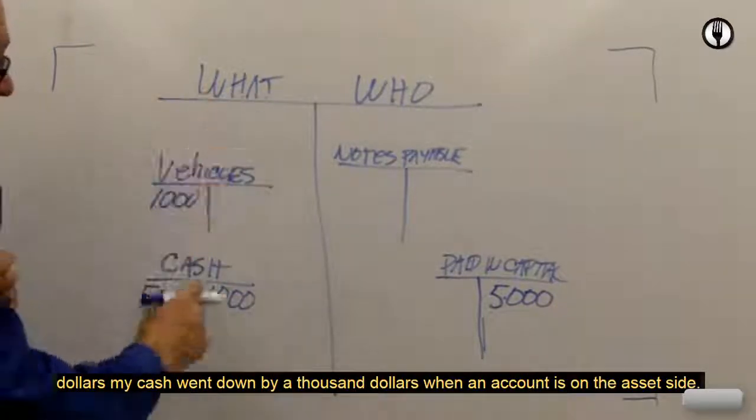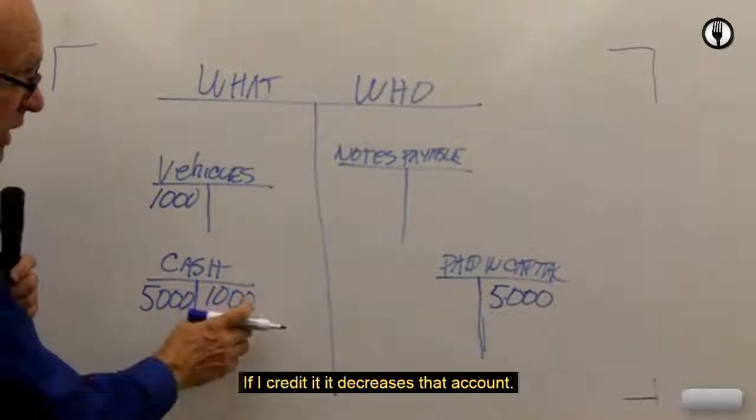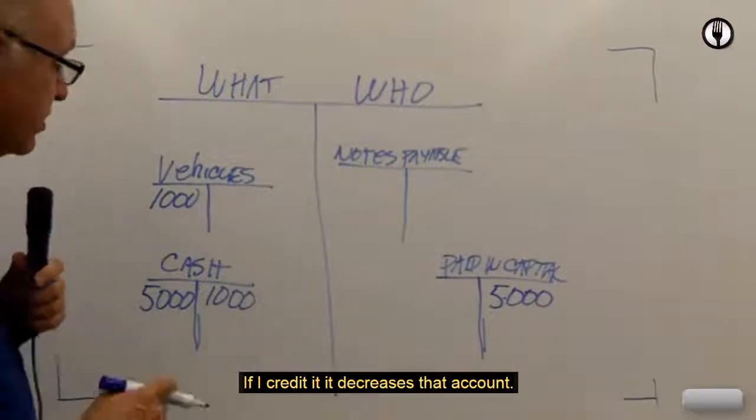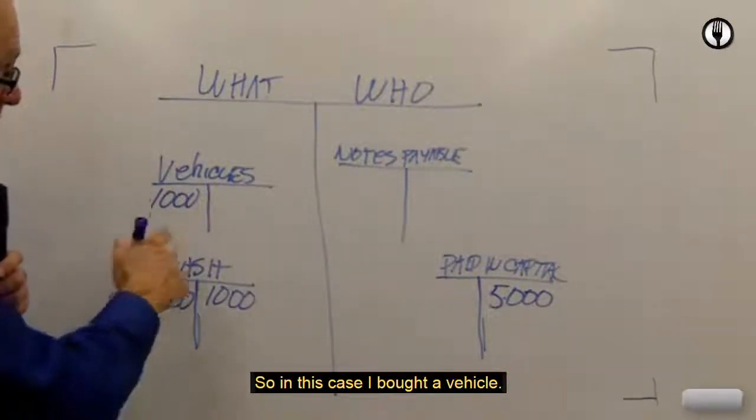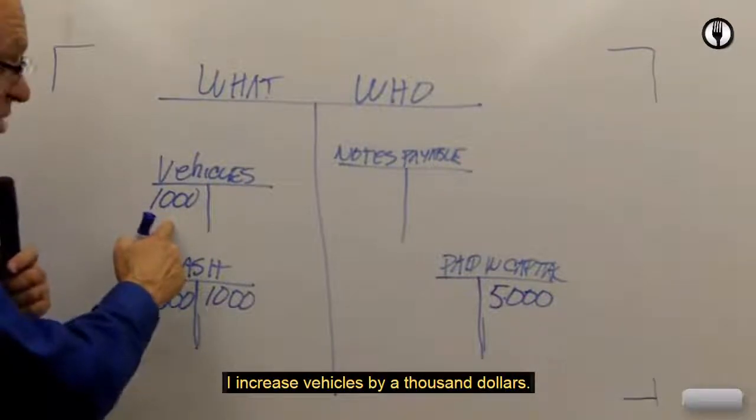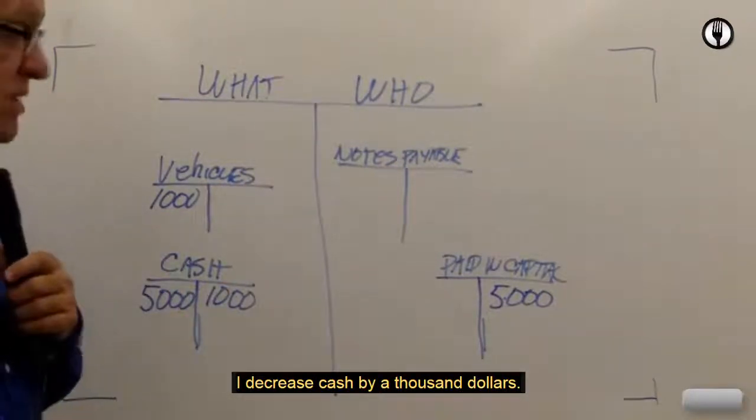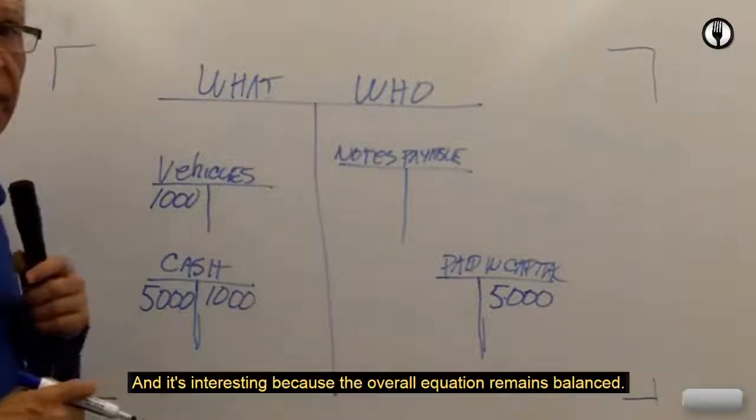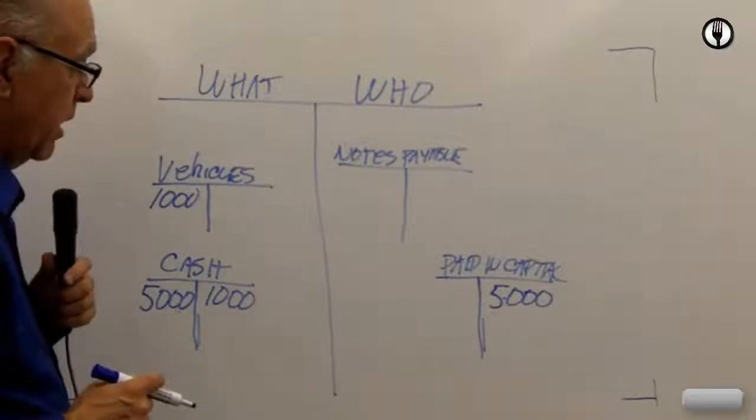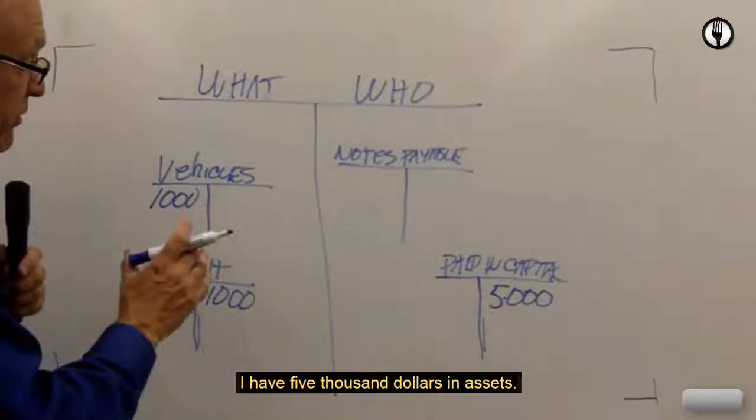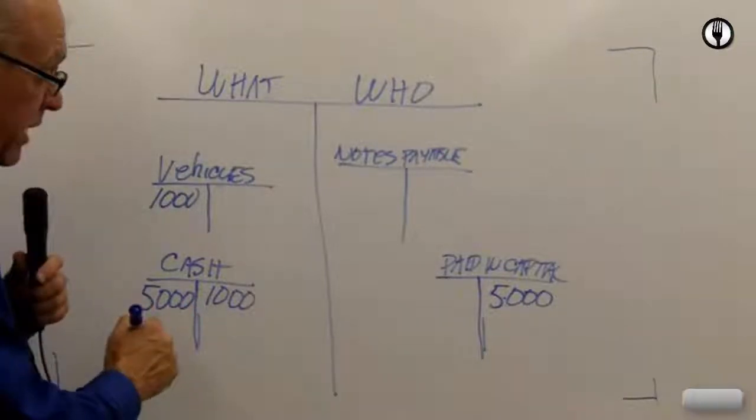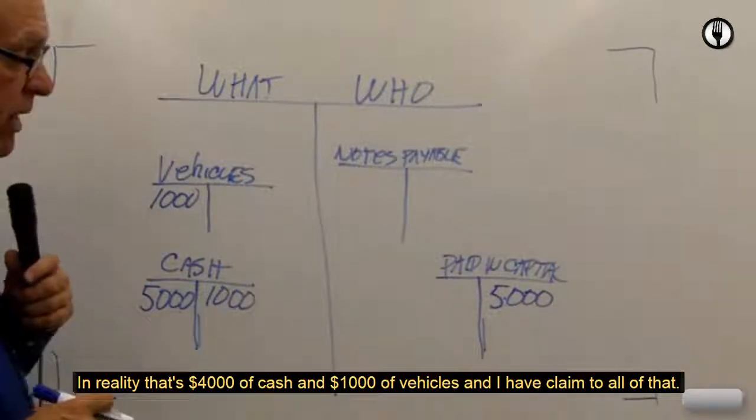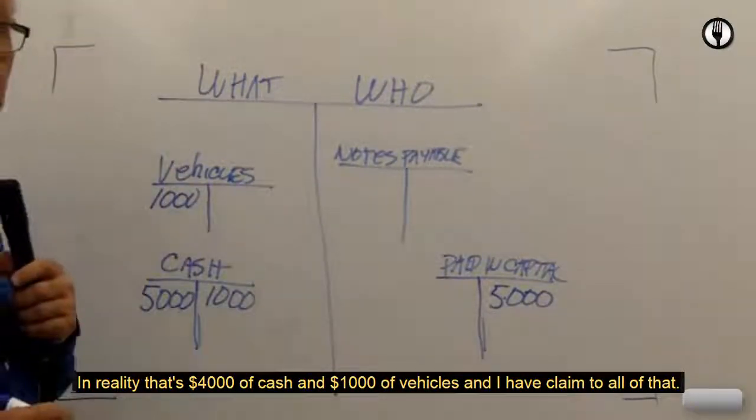When an account is on the asset side, if I credit it, it decreases that account. So in this case, I've bought a vehicle. I increase vehicles by $1,000. I decrease cash by $1,000. And it's interesting because the overall equation remains balanced. I have $5,000 in assets. In reality, that's $4,000 of cash and $1,000 of vehicles. And I have claim to all of that.